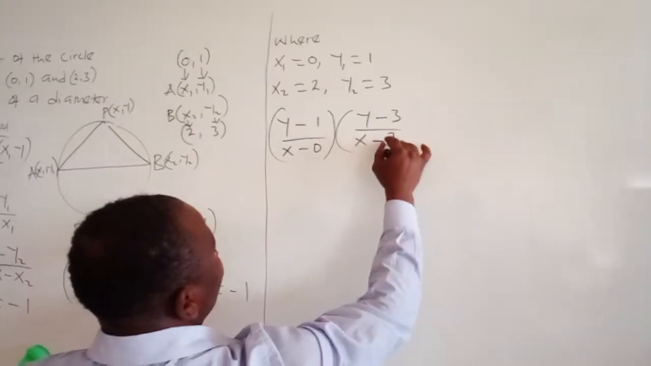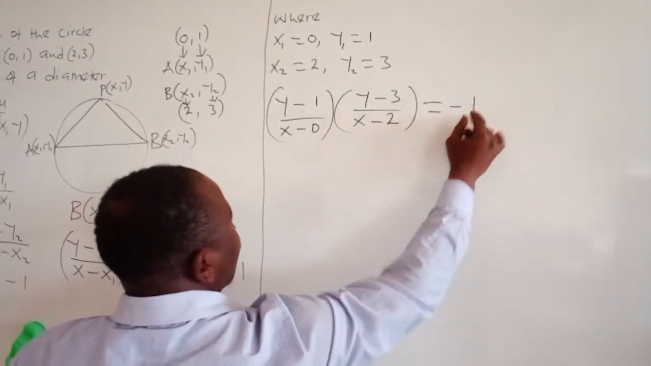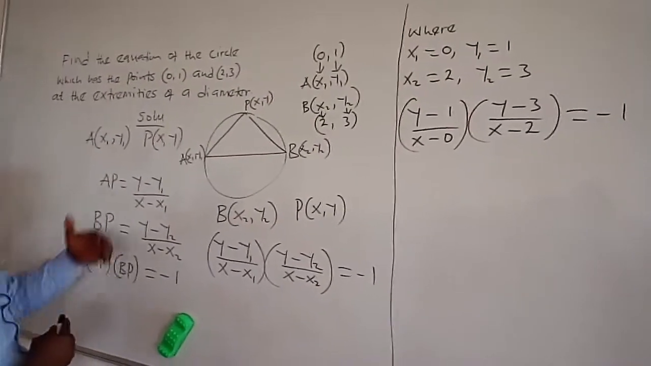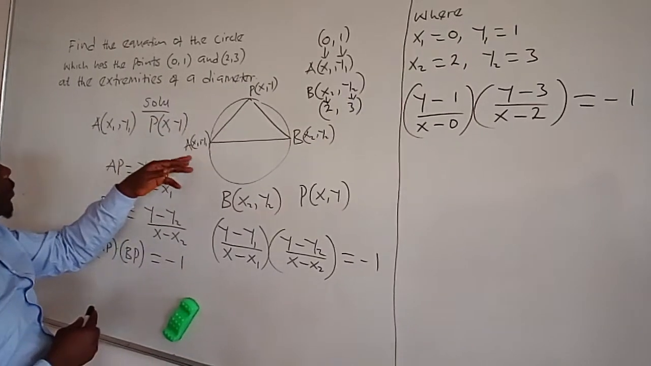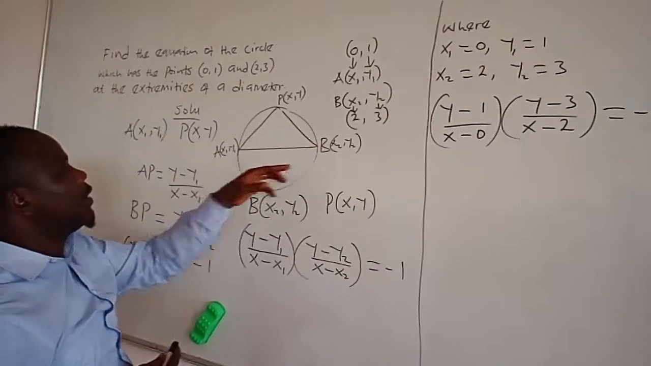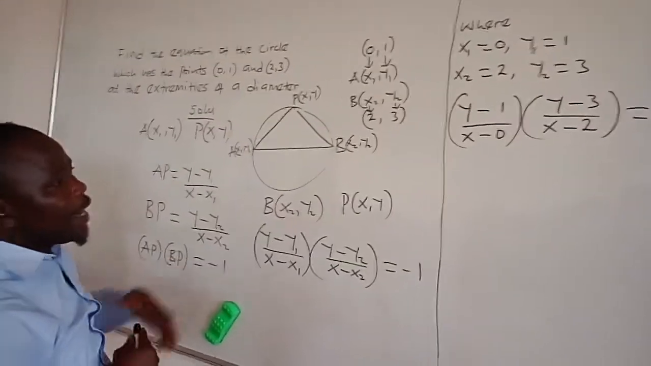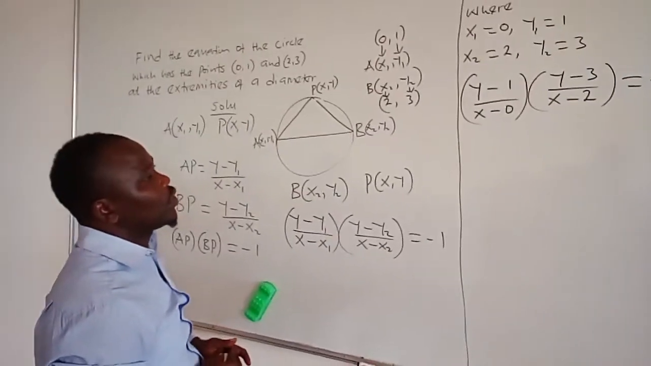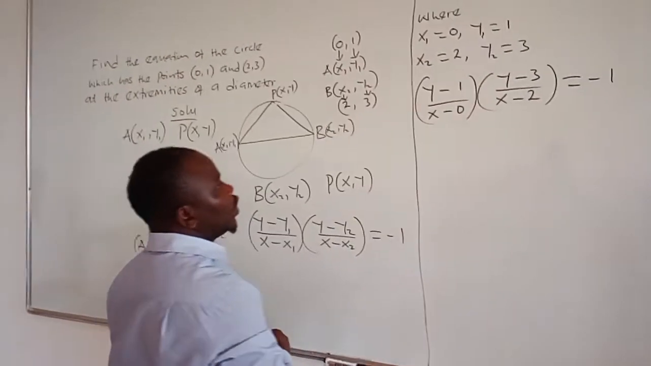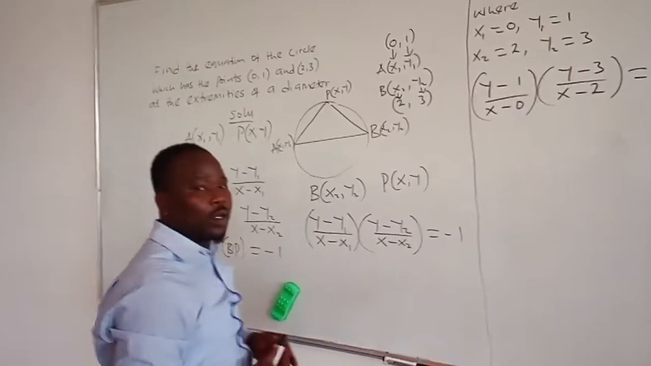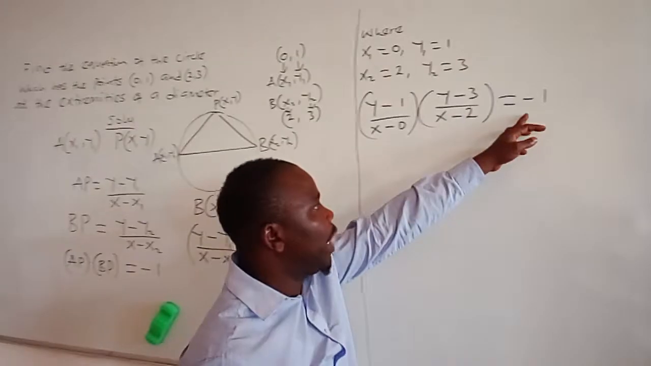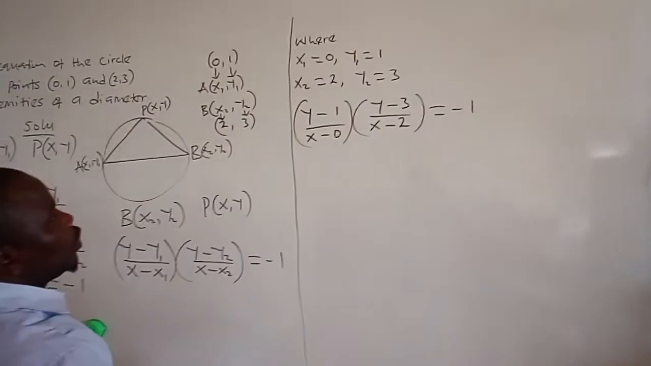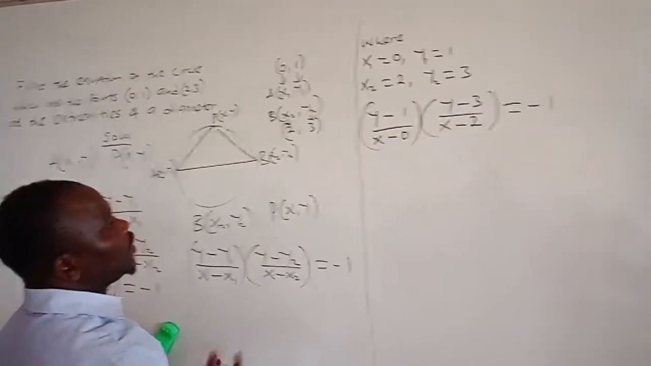Our x2 is 2. Then equals what? Minus 1. Because the diameter of a circle for point A, point B, and P, where AP and BP are what? Perpendicular. So the product of the two slopes will give you minus 1. Is that clear? So that is why we are having minus 1 here. So if you agree with me, you don't need a prophet to tell you.